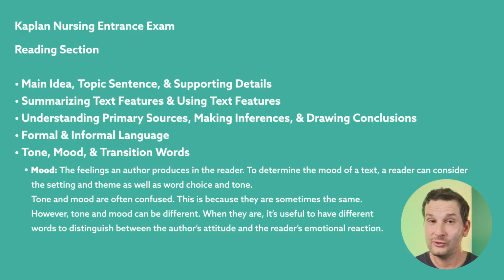Now, when it comes to mood, there are different ways that you can see the mood, and this is really more about the reader's attitude. So it could be sad or scary or formal or reflective, like a narrative passage. So know the different types of mood that you might encounter.